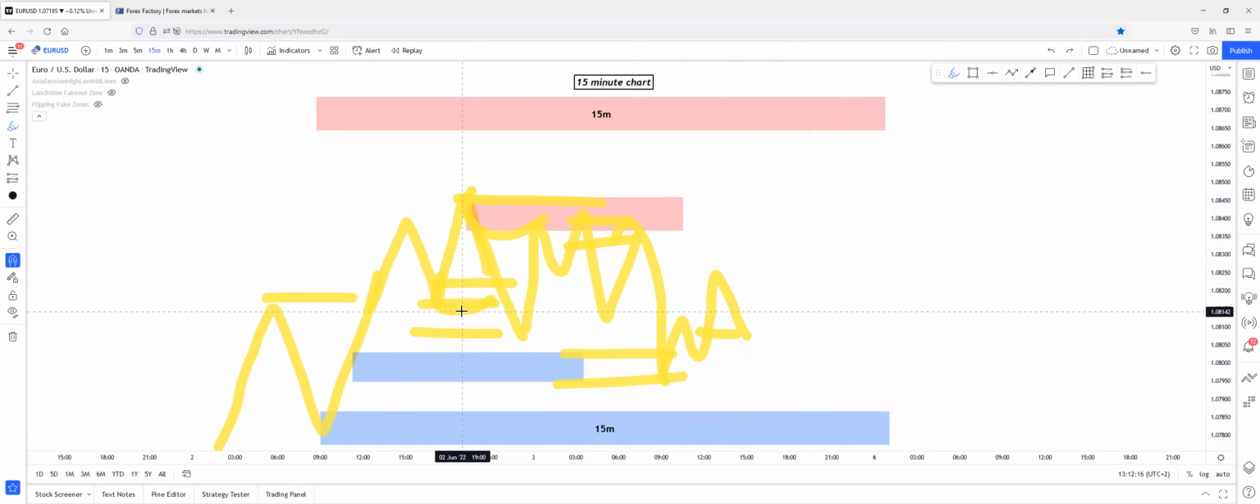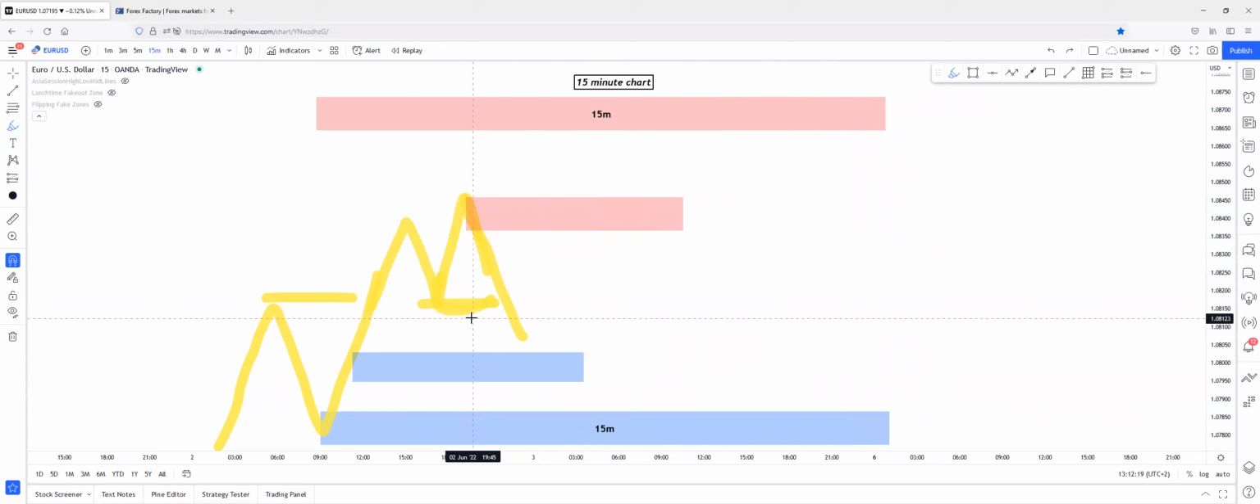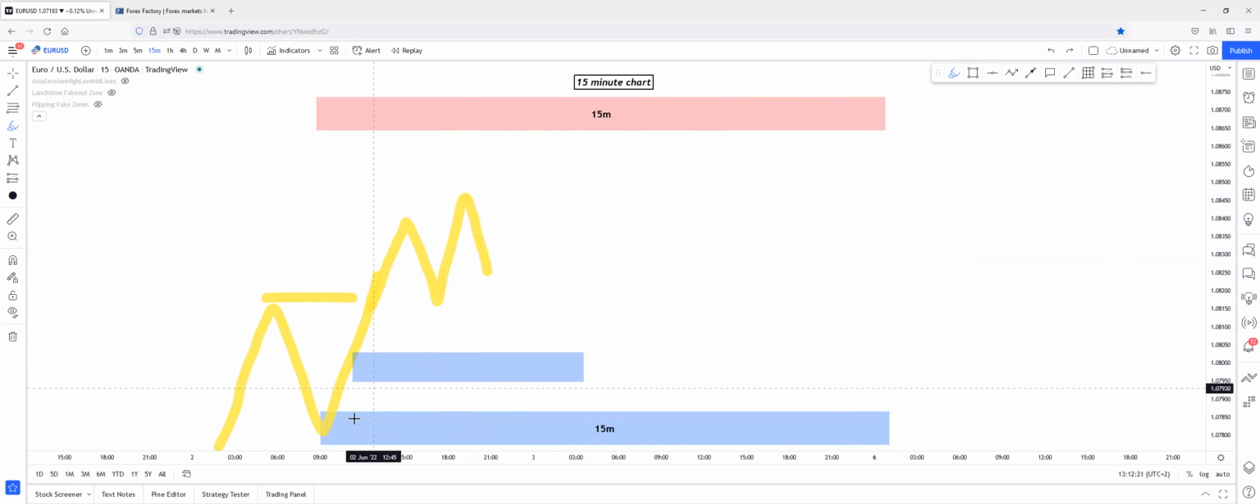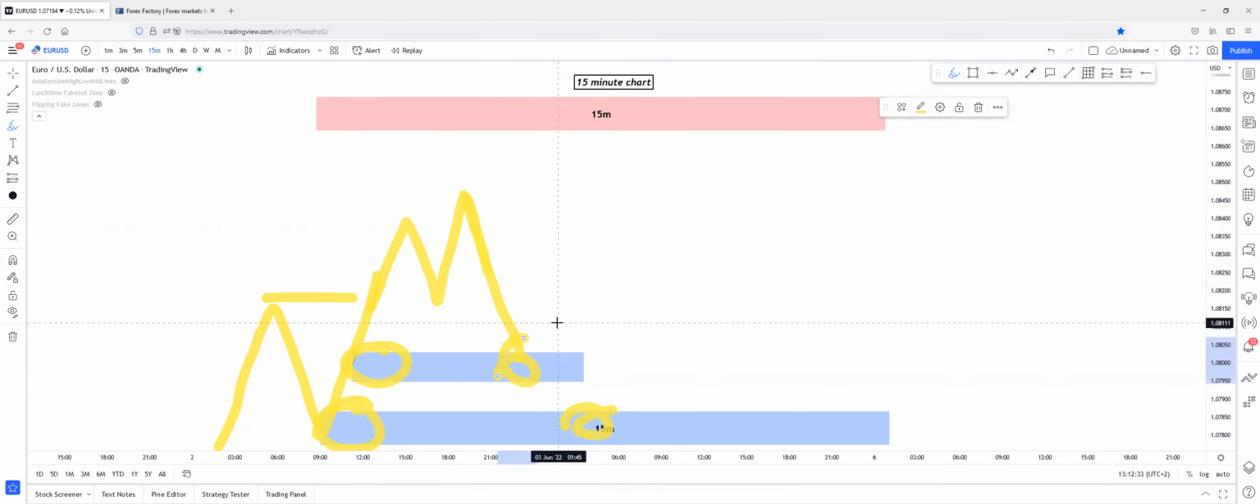If there's a 5-minute zone, sorry, let me just remove everything. If there's a 5-minute zone right here, and below this 5-minute zone, there's an extreme 15-minute zone, it doesn't mean that this 15-minute zone has to be tapped immediately. And this demand zone, this 5-minute demand zone has to be broken. It doesn't mean that all of these zones have to be tapped immediately if it's a pro trend.